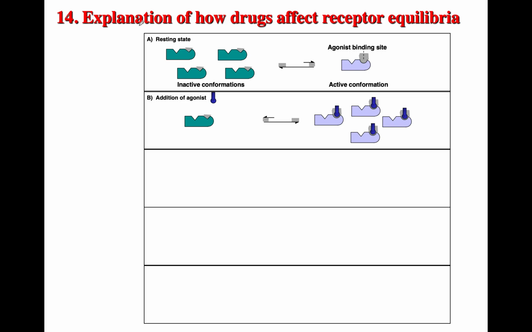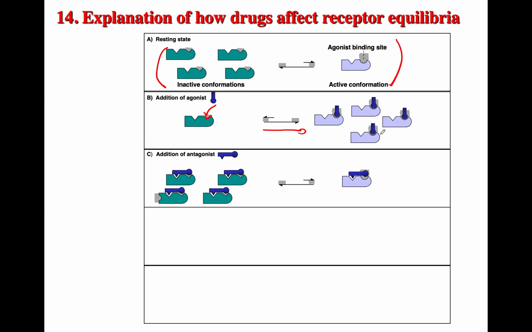In the resting state, you have some receptors in the inactive conformation and some in the active conformation. In the presence of the agonist, it is going to move the equilibrium from the inactive conformation to the active conformation. Now things are different when antagonists bind. When the antagonists are present and they bind, they're going to move the equilibrium from the active to the inactive. They're going to move it in this direction.